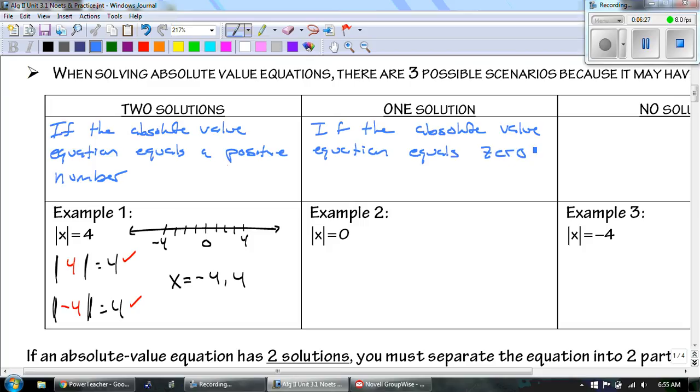So you're thinking to yourself, what numbers are 0 away from 0? Well, there's only one number that is 0 spots away from 0, and that's the number 0.